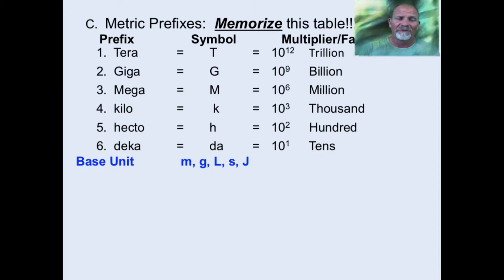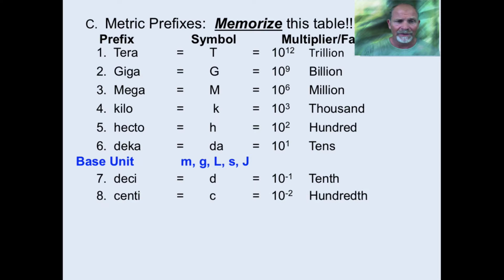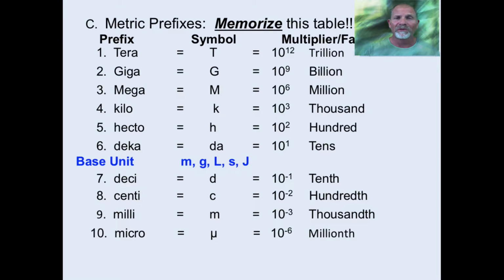But not only do we have prefixes that get larger, we also have prefixes that get smaller. So let's move to the smaller side. Now, below our base unit, deci, which is 10 to the negative 1, that's a tenth of something. Centi, 10 to the negative 2, which is a hundredth of something. Milli, lowercase m, which is 10 to the negative 3, a thousandth. Micro, this is kind of like a u with a tail on it. So it's a millionth of something, and nano, n, which is a billionth of something.